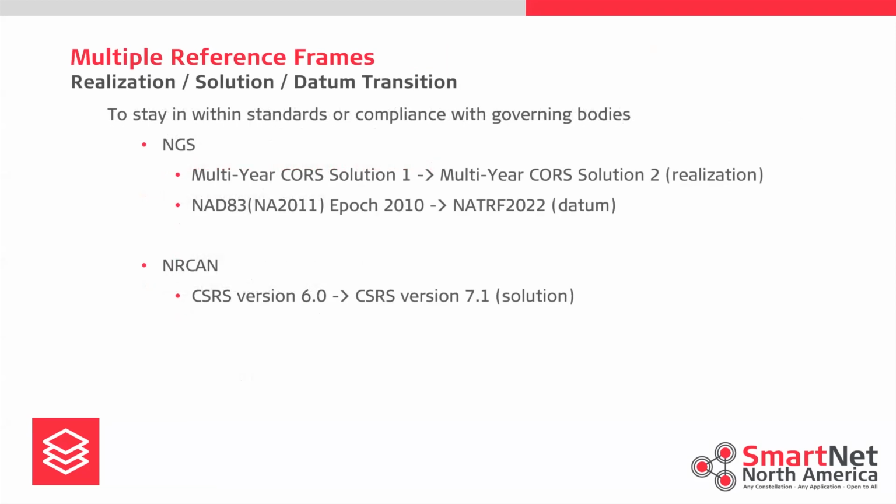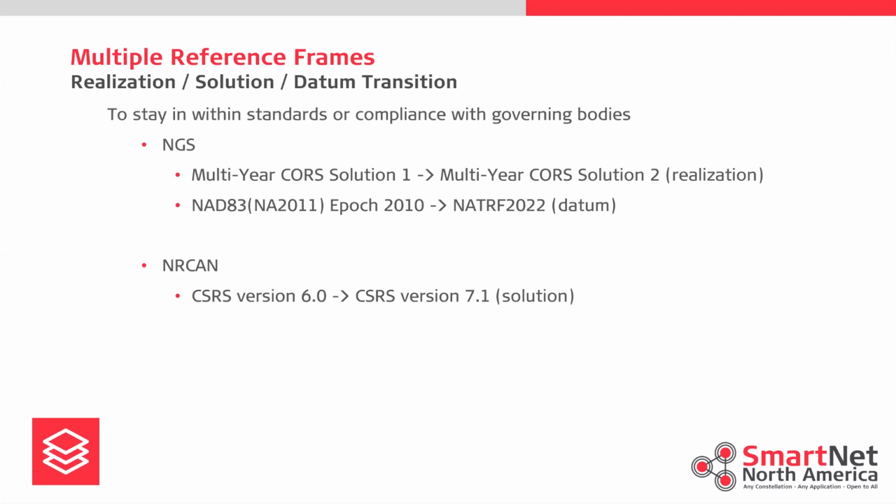To stay within standards of compliance with governing bodies, with NGS, with the move from NYCS1 to NYCS2 for realization, we may need to have different coordinates that are available for one particular station, or as we go from NAD83 NA 2011 Epoch 2010 to the new NATRF 2022 datum. We're not doing that today, guys. Don't freak out. That's a long time. Not a long time, 2 or 3 years from now. So that's not what we're doing today.